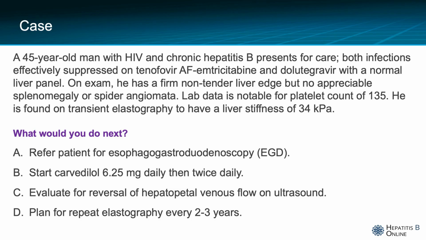Let's start off with a case. A 45-year-old man with HIV and chronic hepatitis B presents for care. Both infections are effectively suppressed on tenofovir alafenamide, emtricitabine, and dolutegravir, with a normal liver panel. On exam, he has a firm non-tender liver edge, but no appreciable splenomegaly or spider angiomata.